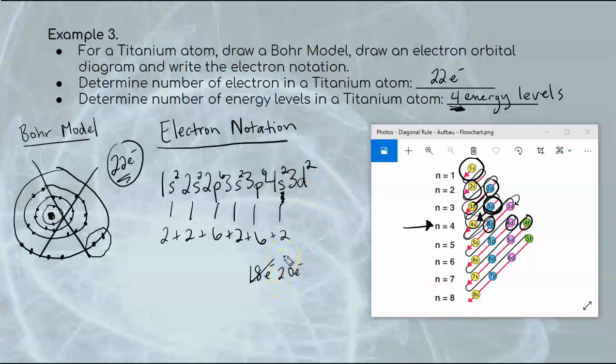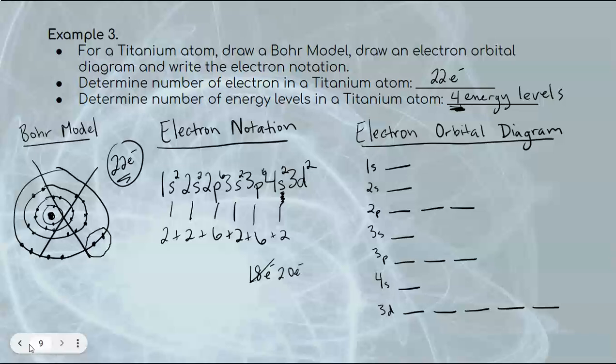So this gives us a much more accurate picture of where the electrons are than the Bohr model. The Bohr model kind of doesn't work for elements like titanium that have a large number of electrons. Okay, so this is the correct answer for the electron notation. If you haven't already, draw the electron orbital diagram and I'll give you the answer in just a moment.